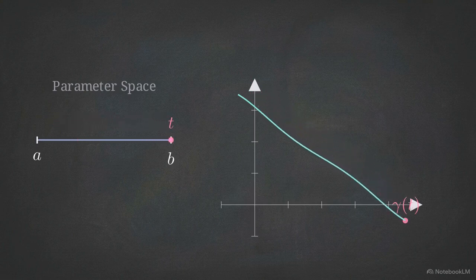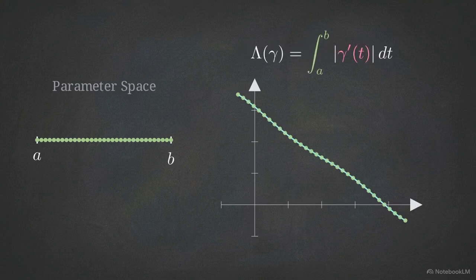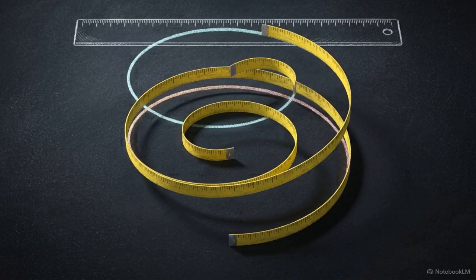We define true length as the supremum of all possible polygonal approximations. And when the mapping is continuously differentiable, this supremum resolves into the Riemann integral of the velocity. Understanding rectifiable curves allows us to measure nonlinear paths with the same precision we apply to straight lines.